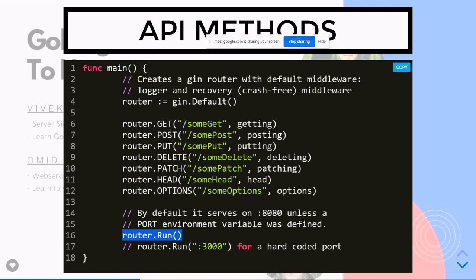If you want to run the Gin server on any port, you need to enter it, like 3000. Like if you want to run it on 4000, you need to tell Gin to run this on port 4000. By default, it is port 8080.